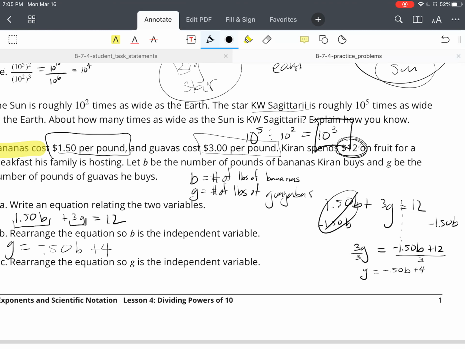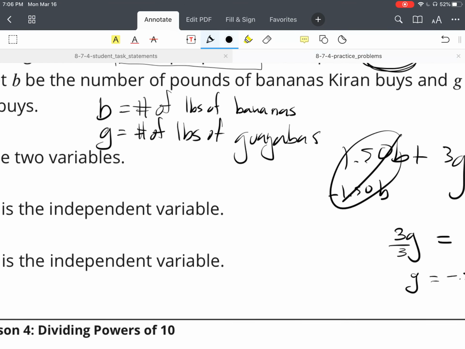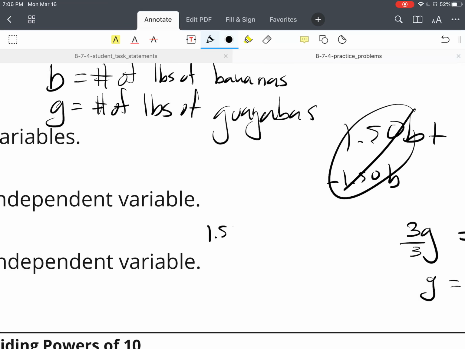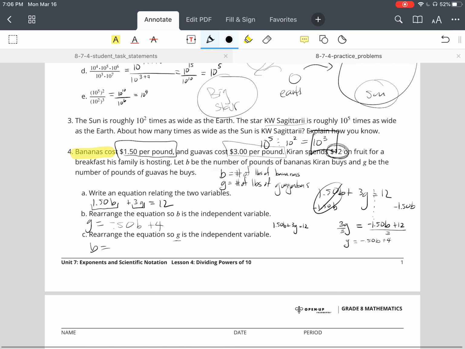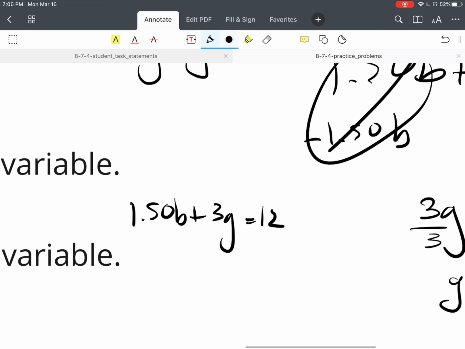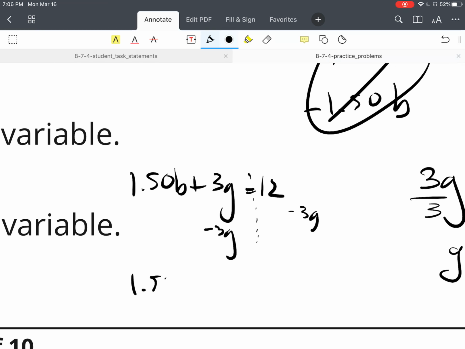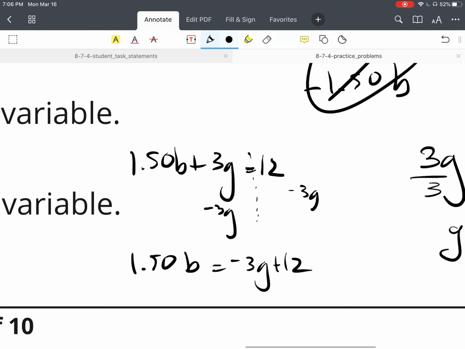They wanted to do the same thing, but now solving for B, right? Because G is the independent variable, so they want the equation in B equals form. We're going to do that right here. 1.50B plus 3G is equal to 12. We want to solve for B, so we're going to subtract 3G from both sides. 1.50B is equal to negative 3G plus 12.